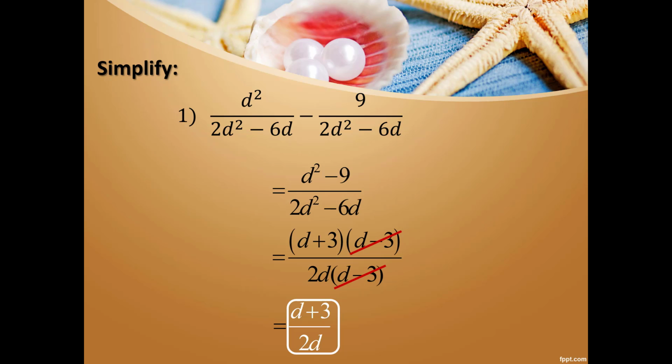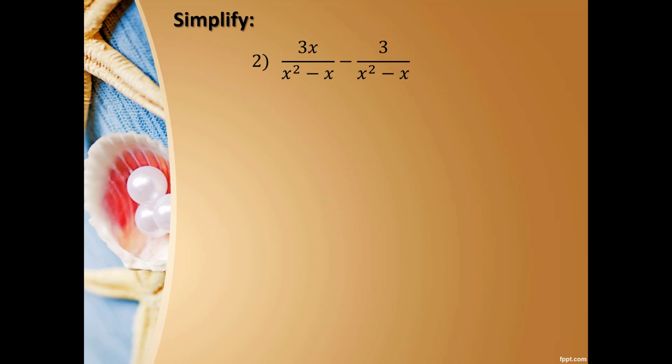All right, let's do another example here. So number 2, we have 3x divided by x squared minus x minus 3 divided by x squared minus x. So we have the same denominator. So now we can just subtract the numerators. So in that case, we have 3x minus 3 divided by x squared minus x. So now we don't need to do any crazy factoring here. It's pretty much just looking at the greatest common factor on both of these, as we dealt with in the previous lesson, okay?